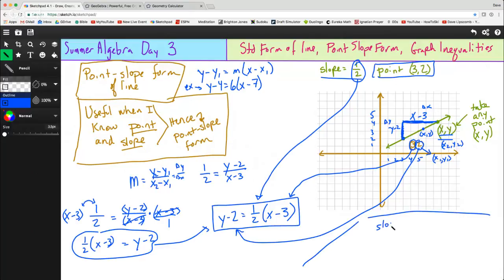If I had a slope equal to 3 and a point of 4, 10, the point slope form of this equation is simply y minus my y coordinate equals my slope times x minus my x coordinate. And that is the point slope form of a line. Let's do a few more.